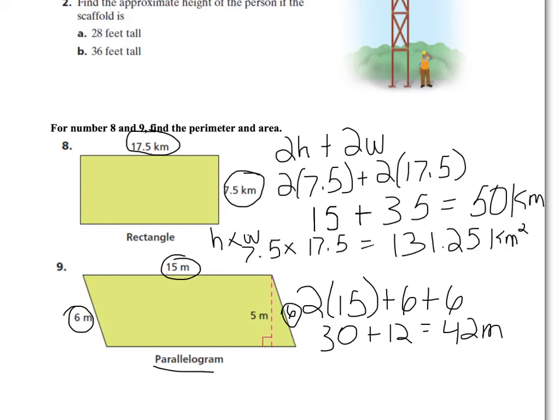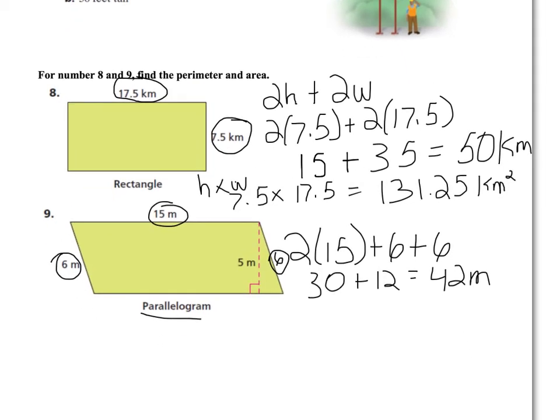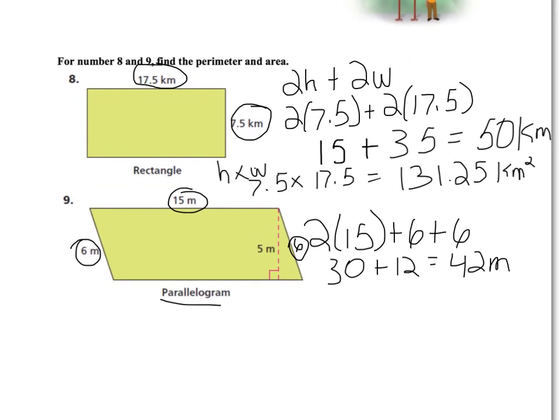Okay. All right, now to find the area of a parallelogram, what you do is you're going to multiply the base times the height. So area equals base times height. Once again, the base is 15 meters. So it's going to be 15 times, and the height is 5 meters. And that's going to equal 75 meters squared.